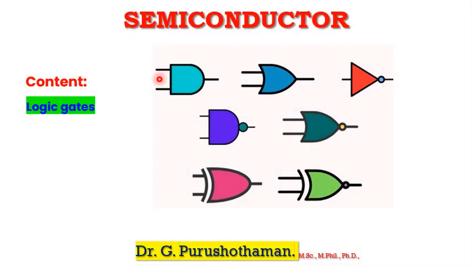Today we are going to see about logic gates in the semiconductor chapter. What are logic gates, and some of the important logic gates, how you can solve them with the help of Boolean algebra, and some of the truth tables for different types of gates that we are going to see in this chapter.